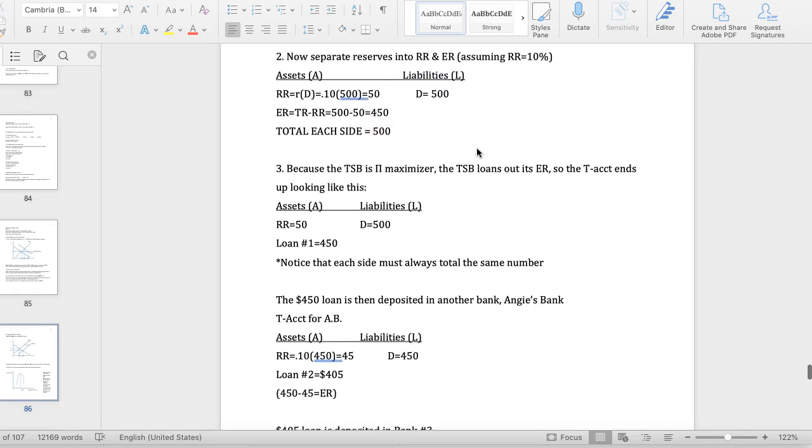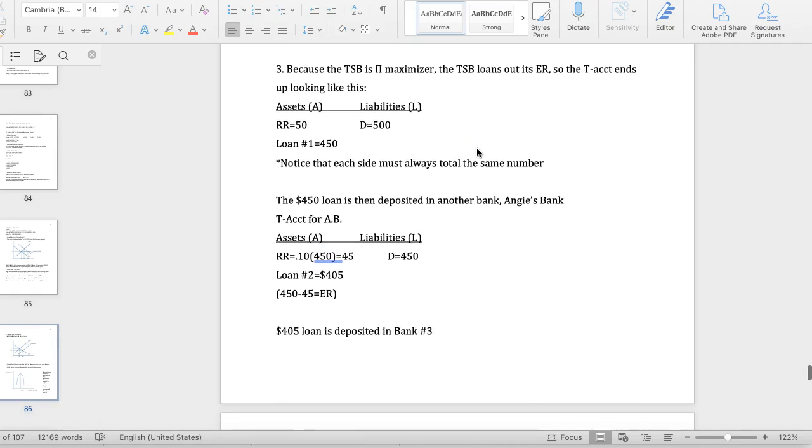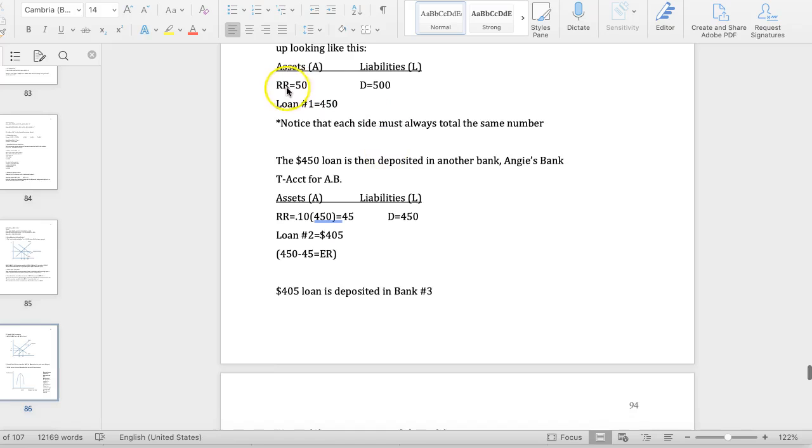Okay? Now, because Thurman State Bank is a profit maximizer, we are going to loan out all of its excess reserves. So that means that $450 will be loaned out. So the T account ends up looking like this. Our required reserves are $50. Now, instead of having excess reserves, we have loans. So we've made our first loan for $450, but still $450 plus $50 is $500, and we've got $500 on this side. Each side must always total the same number.